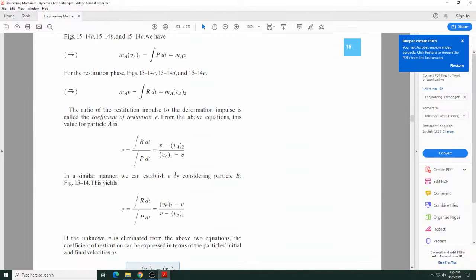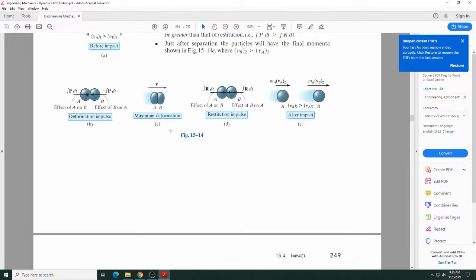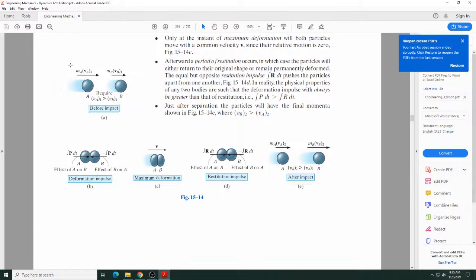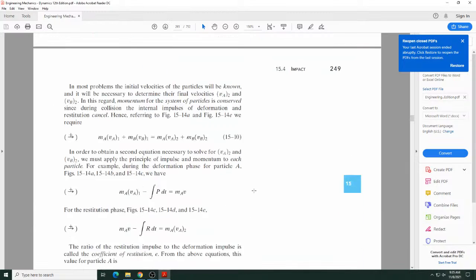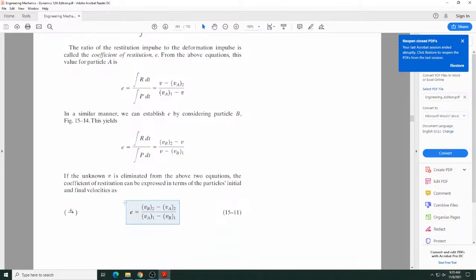He says, in a similar manner, if you look at train B, or particle B, you can write the integral of R over the integral of P, and have these initial and final. Now, his 1 and 2, 1 is initial, 2 is final. I called them I and F. You divide them out, and lo and behold, you get an equation right here, the coefficient of restitution.